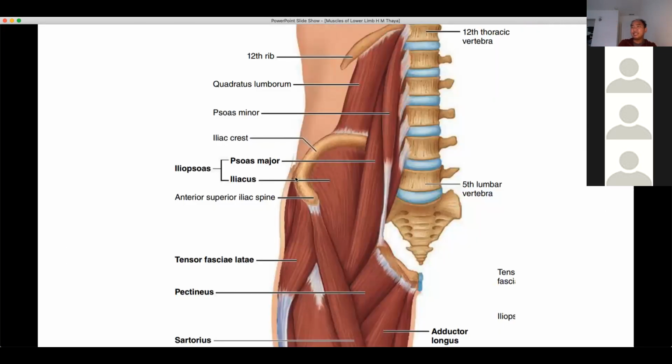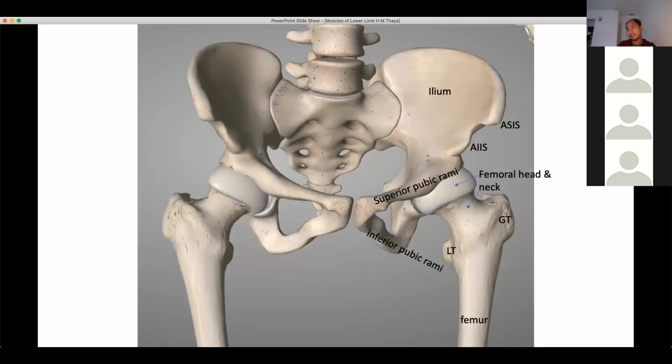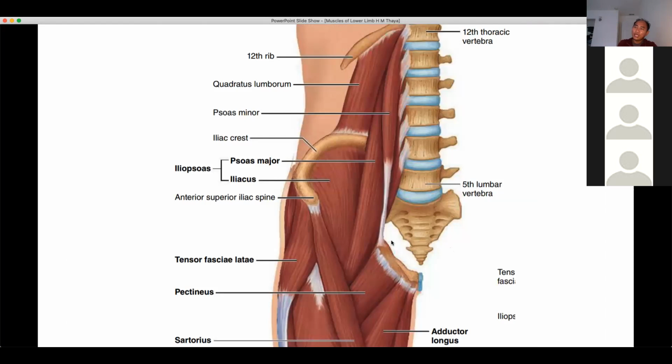And combined iliopsoas muscle will go and attach to the lesser trochanter. So this lesser trochanter, iliacus muscle and psoas muscle will form a tendon and will come and attach to the lesser trochanter. And from the tip of the anterior superior iliac spine, we have a sartorius muscle. Look at the sartorius muscle running oblique from lateral to medial, just in front of the thigh.